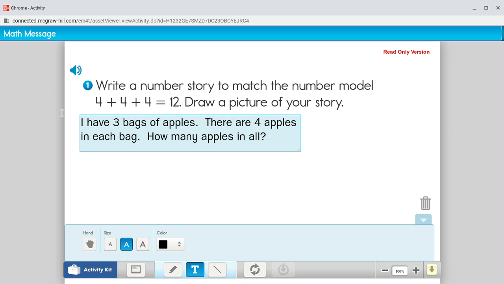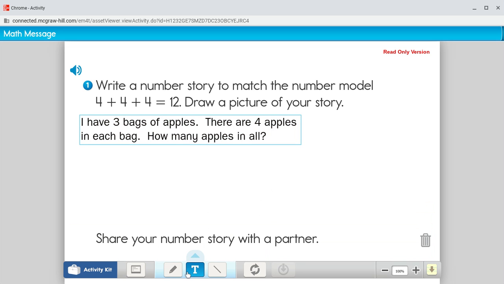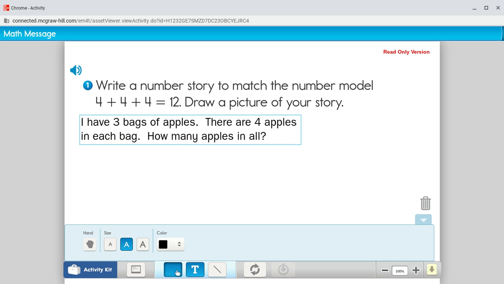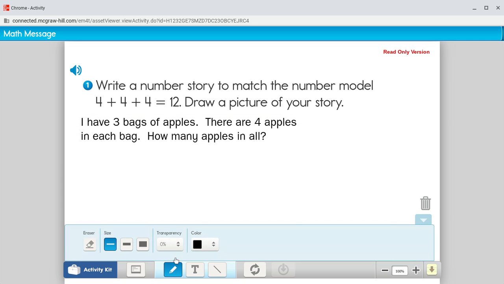Right? So that's showing that I have 4 in this first bag, 4 in the second bag, 4 in the third bag. Right? So there's 3 bags of apples. There are 4 apples in each bag. Right? And then my picture, I could simply draw a rectangle, another rectangle, and a third rectangle. Right? And then I could put 4 apples in each one. Right? So, see my drawing skills here.